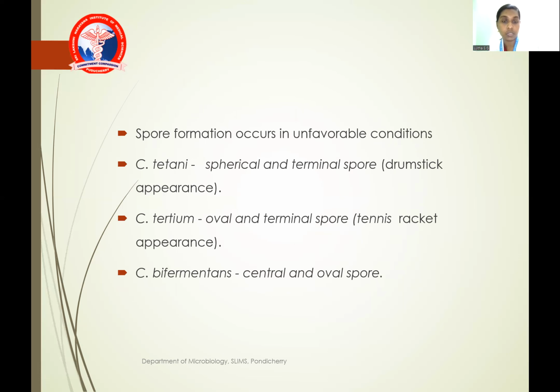Now it has spores. So the spore formation occurs in unfavorable condition. Almost all the Clostridia produce subterminal spores. I will show you the picture, but there are exceptions. The exceptions are Clostridium tetani, which produces terminal spores that are spherical. This gives a drumstick appearance. Then Clostridium tertium produces terminal spores that are oval. This gives a tennis racket appearance. And Clostridium bifermentans produces central spores, which are oval. So these are exceptions.